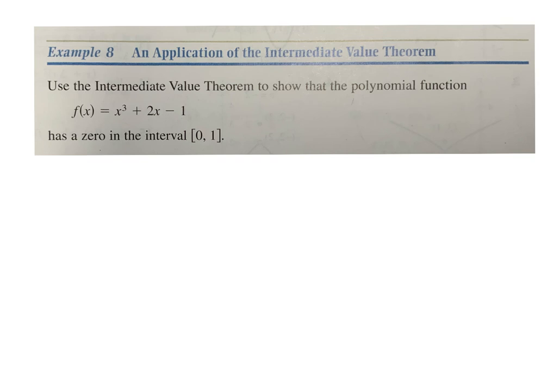Use the intermediate value theorem to show that this polynomial function has a zero in the interval 0 to 1. All right? So first of all, is this a continuous function? X squared plus 2x minus 1. Is there any number between negative infinity and positive infinity that causes a problem? More specifically, is there any number between 0 and 1 that causes a problem? No, there's no. I promise. All right? So from 0 to 1, we don't have any issues.